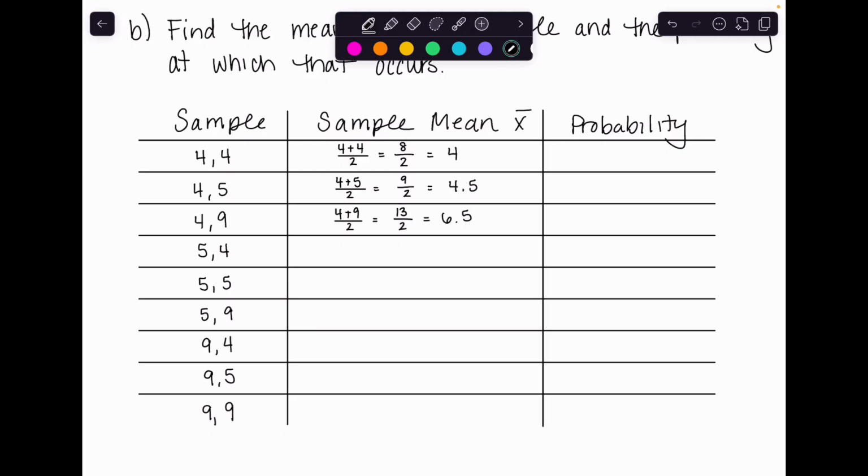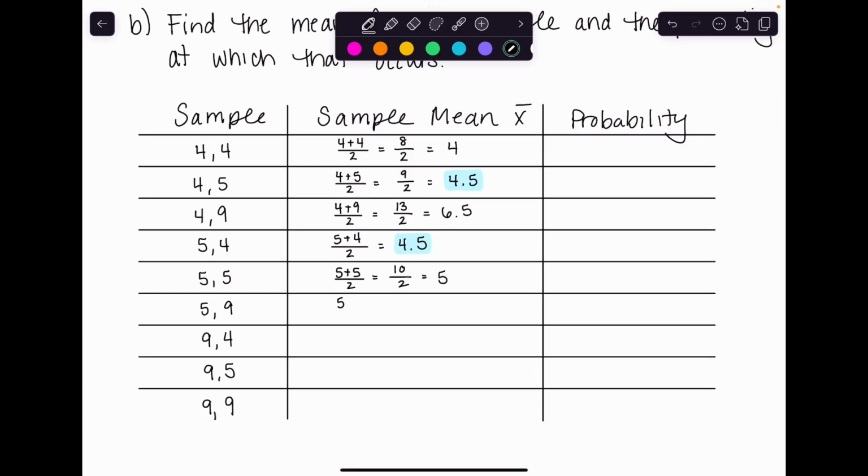Now I repeat the process with the 5 pairings, but 5 plus 4 is no different than 4 plus 5. So really it ends up being the same. I do not need to do double work. It's 4.5. And what I like to do is note that this number has repeated. Next number up is 5 and 5. When you add them together and divide by 2, it just leads back to 5.